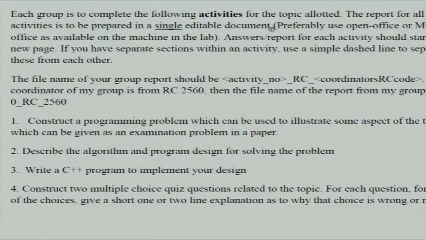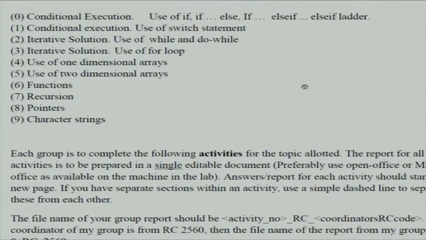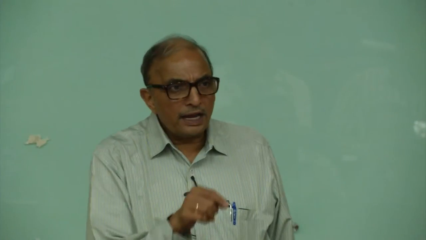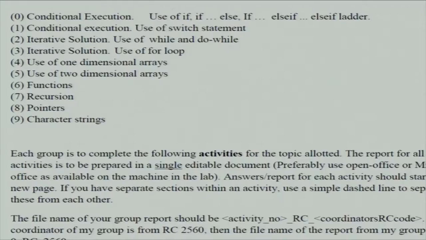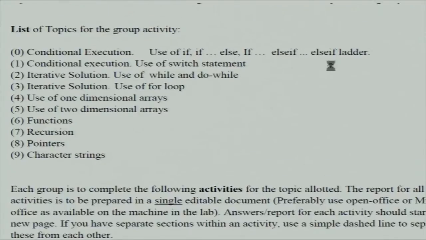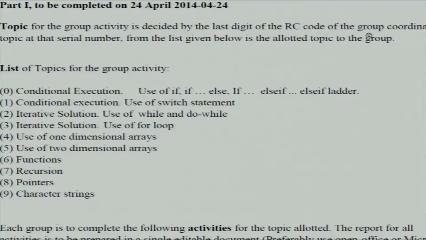Now, the choice of the activities. There are exactly 10 activities listed here. You will notice that these are nothing but a simplified list of topics that each one of us has to teach. I am not talking here about the group projects that students will be doing, etc. But as we develop the course, we develop the topics like this. So these are listed 0, 1, 2, 3, 4, 5, 6, 7, 8, and 9. And the topic that is allocated to your group is found out from this simple logic: the last digit of the RC code of the group coordinator.